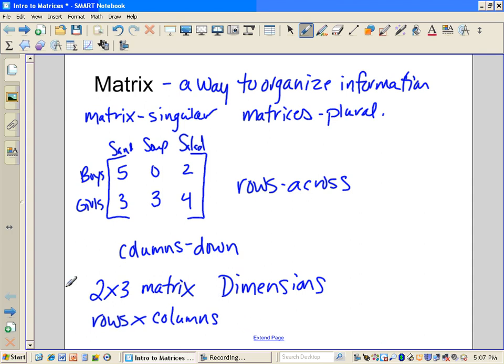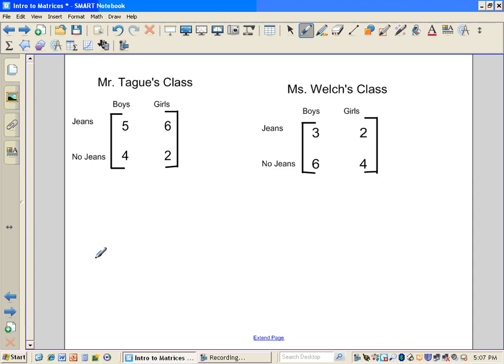All right, well, let's look at what we can do with these matrices once we can make them. We have here 2 matrices, one with information about Mr. Tagg's class, boys and girls again, and who was wearing jeans and who was not wearing jeans, other pants. And here's Ms. Welch's class, boys and girls again, and who was wearing jeans and who was not wearing jeans.